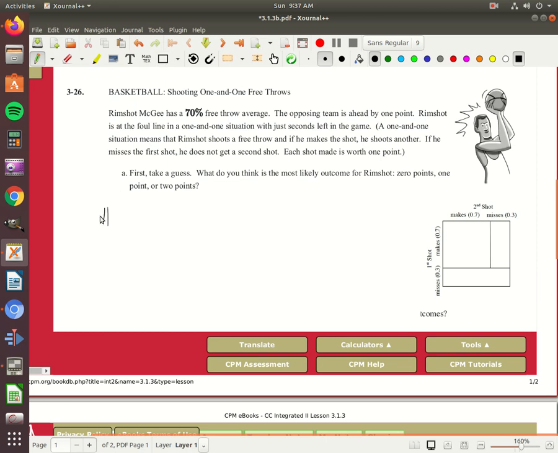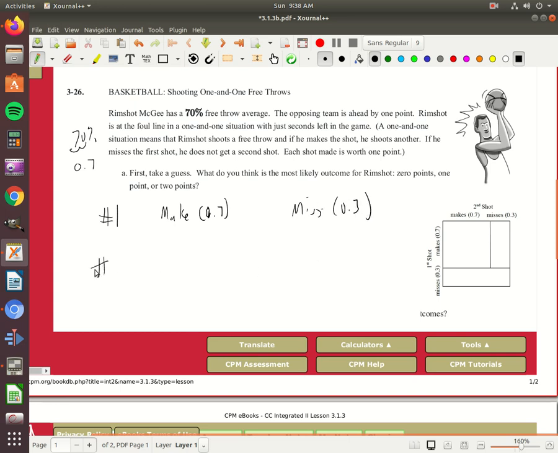So the first shot, so this is shot number 1. He's going to make it 0.7. I don't like using percents. I like using decimals. So hopefully we're okay with moving that decimal point 2 spots and coming up with 0.7. So that means he's going to miss it 30% of the time, or 0.3.